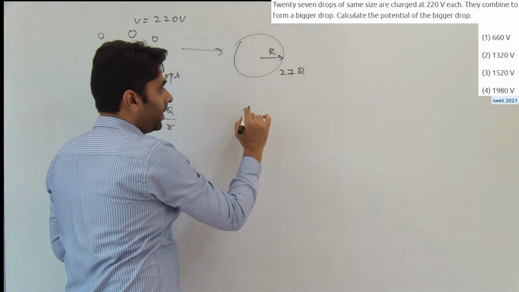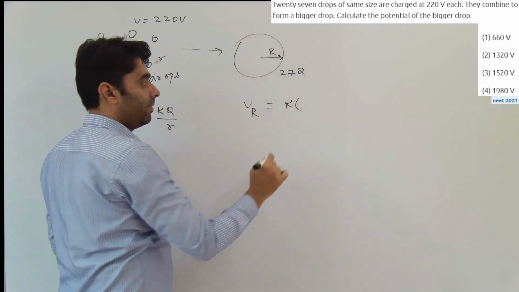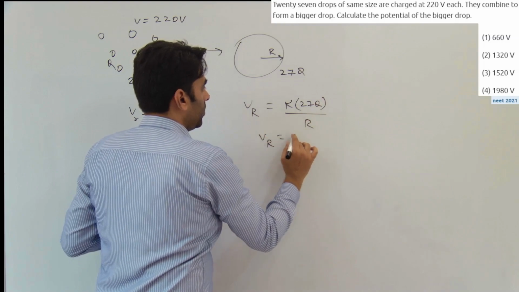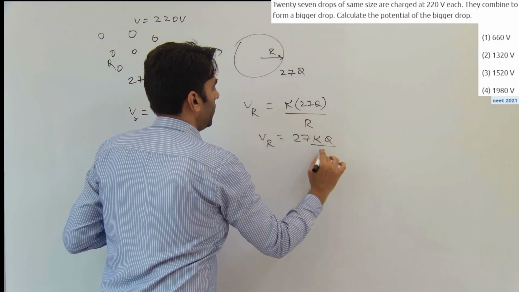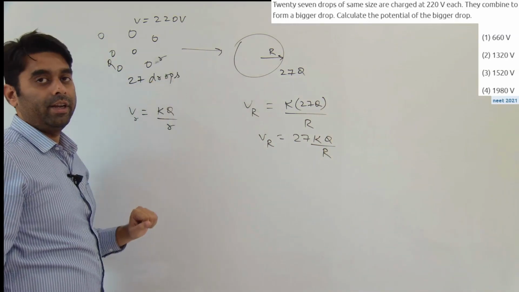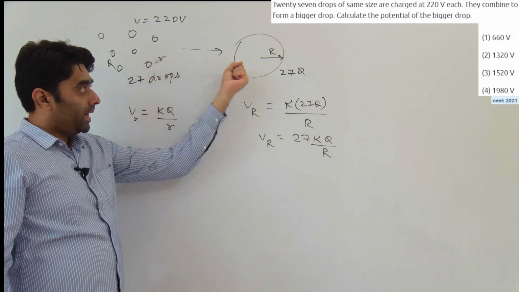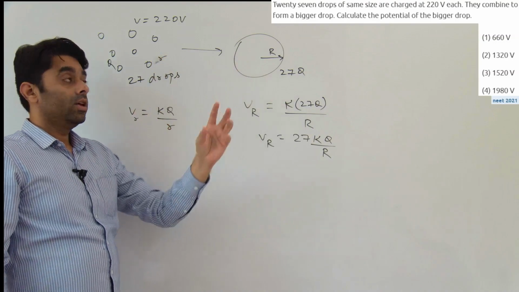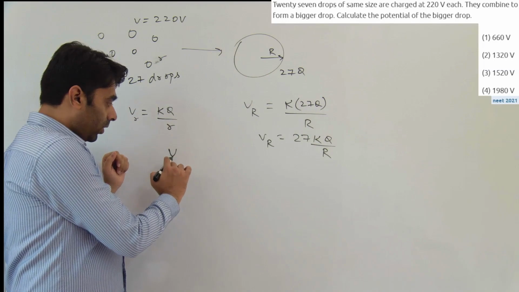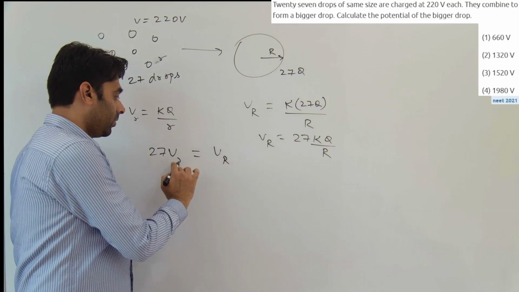The potential on the bigger drop, which is V capital R, can be written as K times the charge on this one, 27Q, by capital R. So that means 27KQ by R. Right now we don't know the relation, how much the radius of the bigger drop will be. For that, we know that all these drops are combining and forming a single drop. That implies the volume of the bigger drop must equal the total volume of the 27 drops.